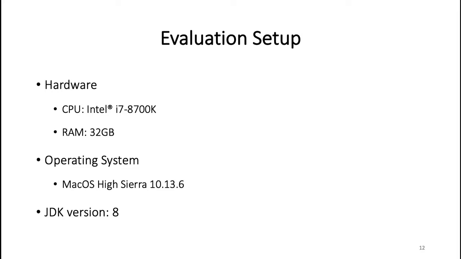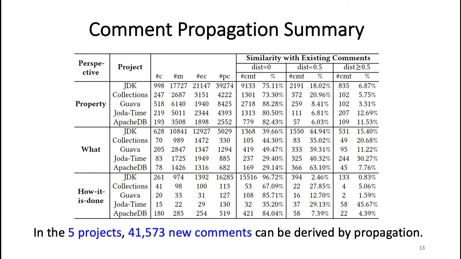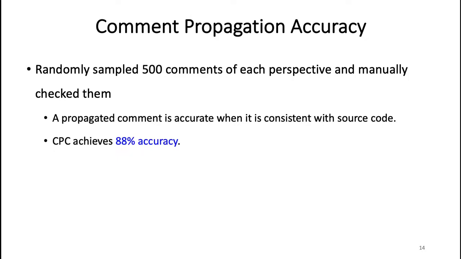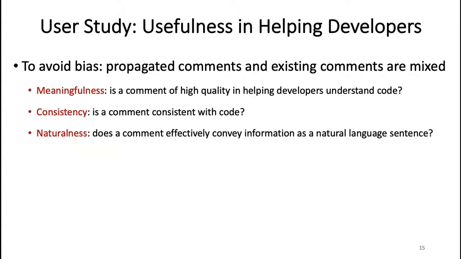Now is the evaluation part. We evaluated our approach on 5 projects, and the table here shows our propagation results. In total, around 41,000 new comments can be derived by propagation. To measure the effectiveness of propagating comments, we manually check the accuracy. We say a propagated comment is accurate when it's consistent with source code. Based on the evaluation, our approach achieves 88% accuracy.